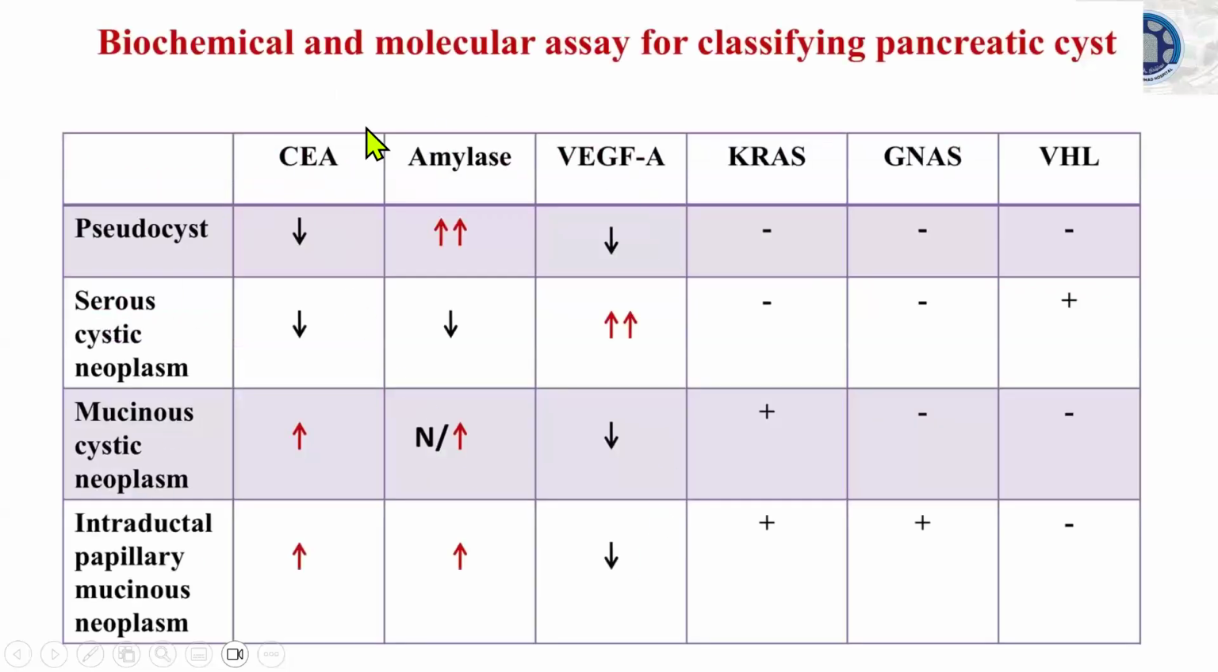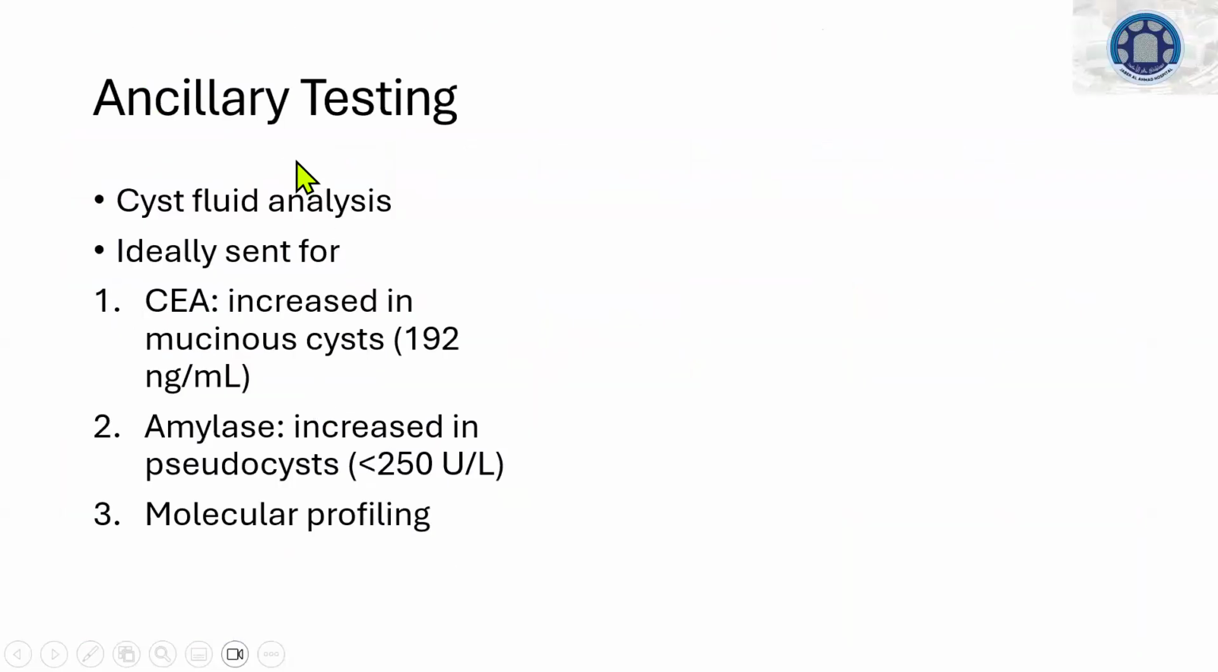So again, for revision, this is the biochemical and this is the molecular. I'm not repeating it again, I will just say the important ones. Amylase in pseudocyst, VEGF in serous cystic neoplasm, CEA in MCN and IPMN. So what are the ancillary testing? You should do a cyst fluid analysis. Ideally, if you get a cyst fluid from a pancreatic neoplasm, you're supposed to triage it into three. One should be sent for biochemical analysis, one for molecular analysis, and the remaining should be centrifuged, and the sediment should be made into cytology.